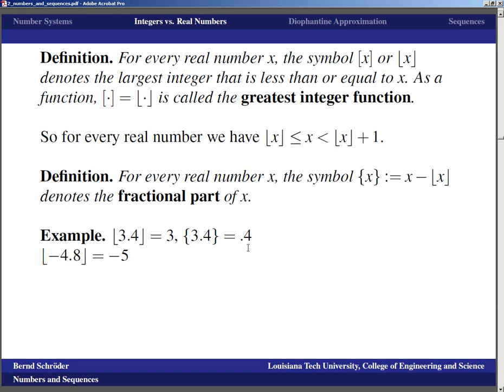We have to be a bit careful, because the greatest integer below negative 4.8 is negative 5, right? Because on the negative axis we still have to go to the left and the absolute values get larger, and that also means that the fractional part of negative 4.8 actually is 0.2. Not 4.2, 0.2, for goodness' sake.